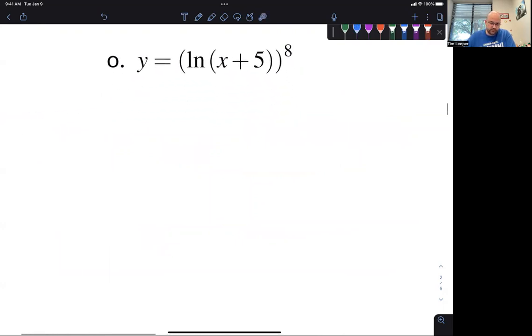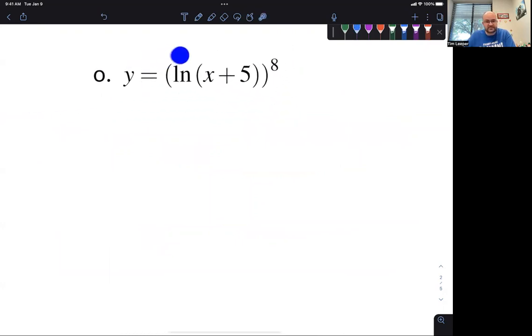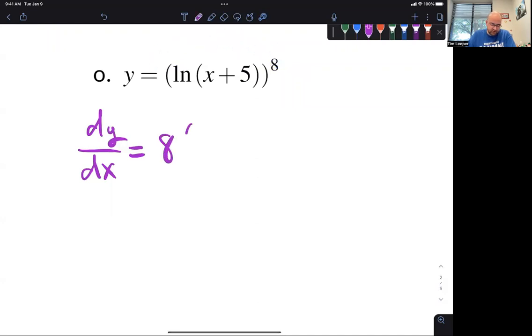Letter O, we have y equals parentheses, natural log of x plus 5, close parentheses, to the 8th power. This one is written in the form that you want to use the chain rule with. Now, the chain rule here says we actually use the power rule first, because that's the outer function. So bring the 8 down. That gives me 8. And then just rewrite the base here, which is the natural log of x plus 5. And then subtract 1 from the exponent gives me 7.